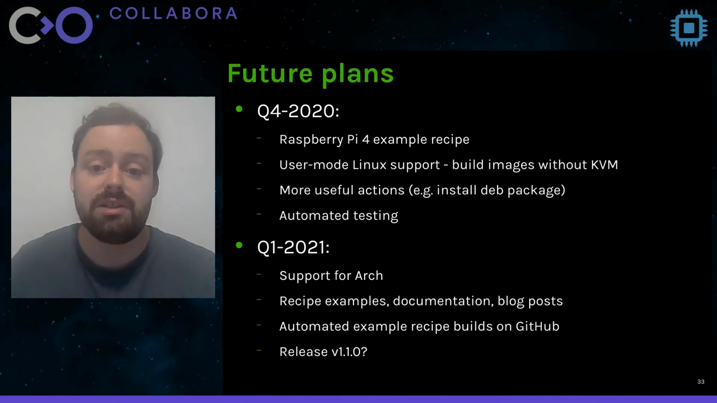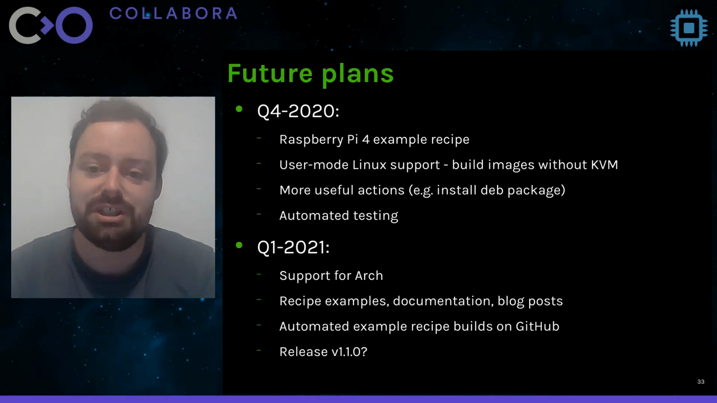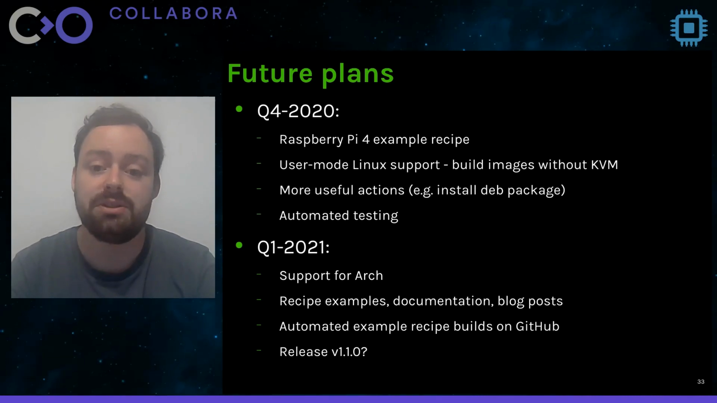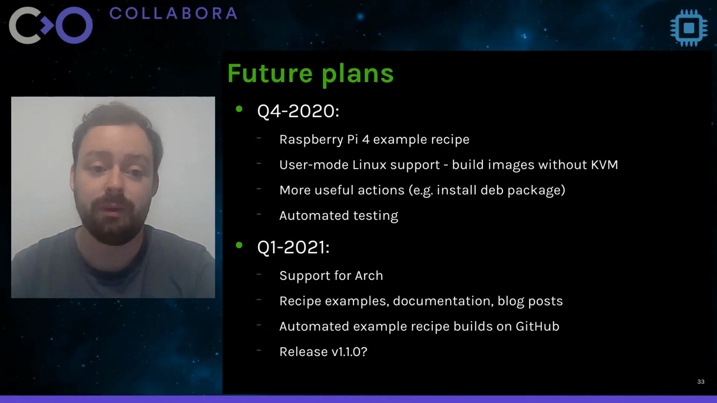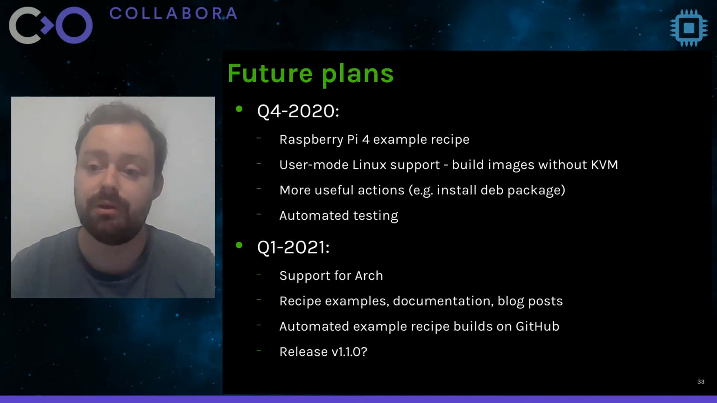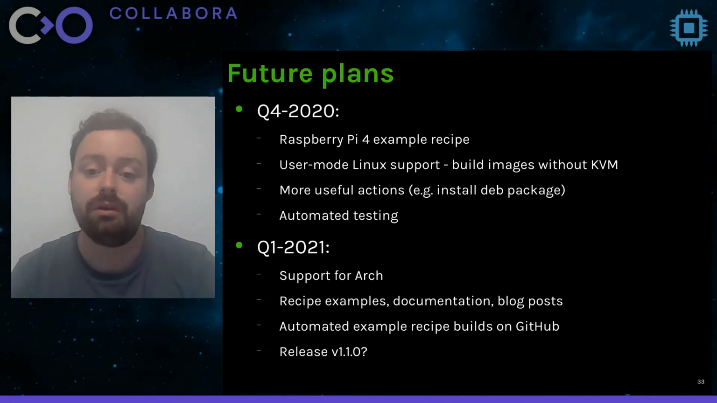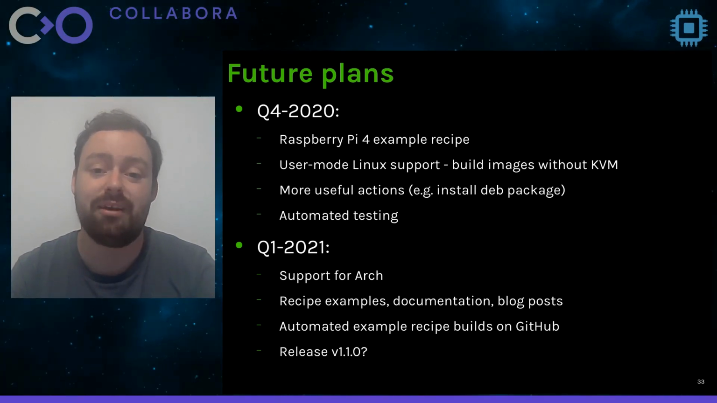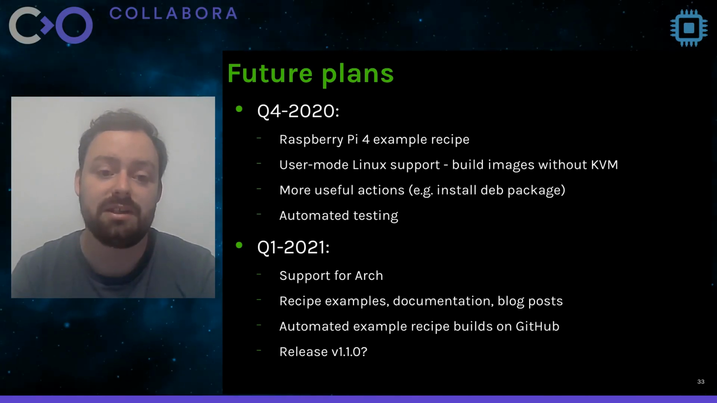So the future plans we've got for Debos, some of these actually are already finished. By the end of this year, we wanted to have a Raspberry Pi 4 example recipe, which we've now got. We wanted, instead of fake machine just running under KVM for a virtual machine, to add user mode Linux, so we could build images without KVM, and this works quite nicely. So you can build images inside things like GitHub Actions or inside cloud workers which don't have access to KVM.